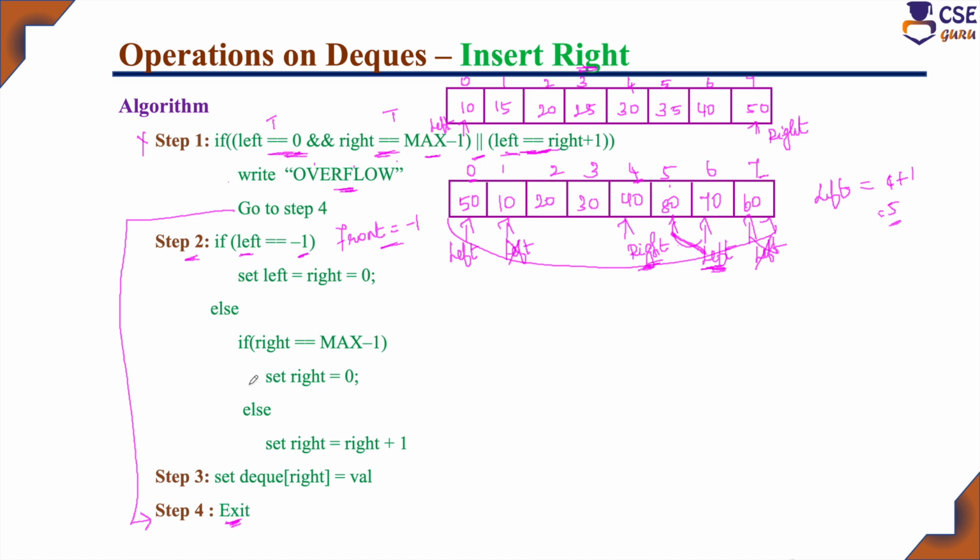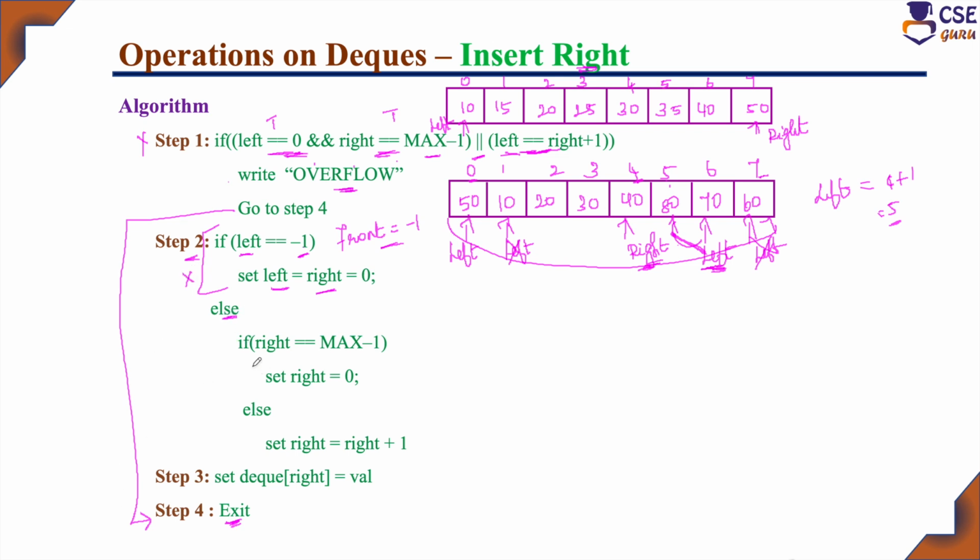Whatever insertion you want to perform now, that is the first element you are going to insert into the data structure. So here, if left is equal to minus 1, set left and right pointer to 0th memory location and place the first element. That is the first element you are going to insert into the Deque. That is the meaning if this condition is true. Suppose this condition is also false.